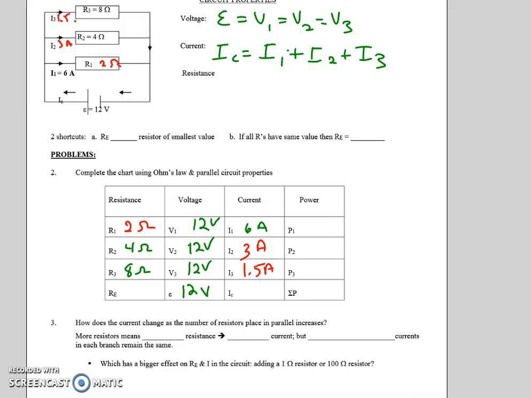So there's a number of things that we can infer from that. Why does this have 6 amps? Because it has the least amount of resistance for a given voltage. The voltage is the same, 12 volts for all of them, so there we see what we're used to, less resistance, more current. Let's see if the junction rule is followed.